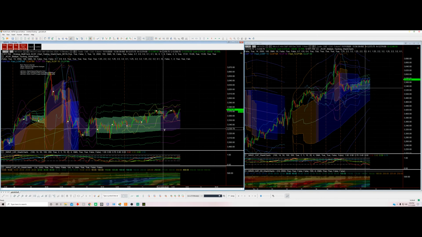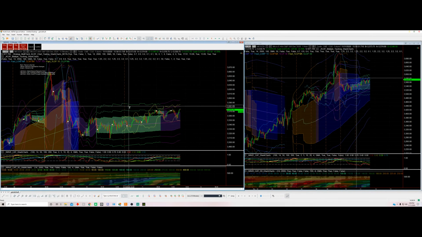Multi-track ACAT chart trading shark charts. Oh, holy moly. That is a tongue twister. Multi-track ACAT chart trading. Wow, okay. Multi-track ACAT chart trading shark charts. Holy. Okay, I did it.